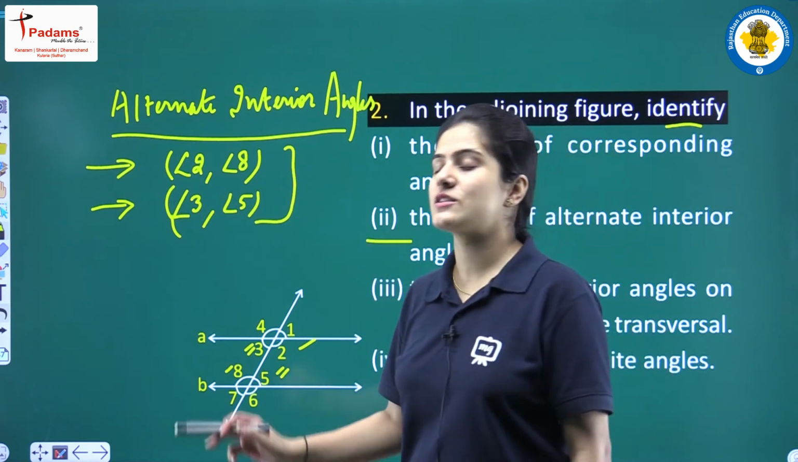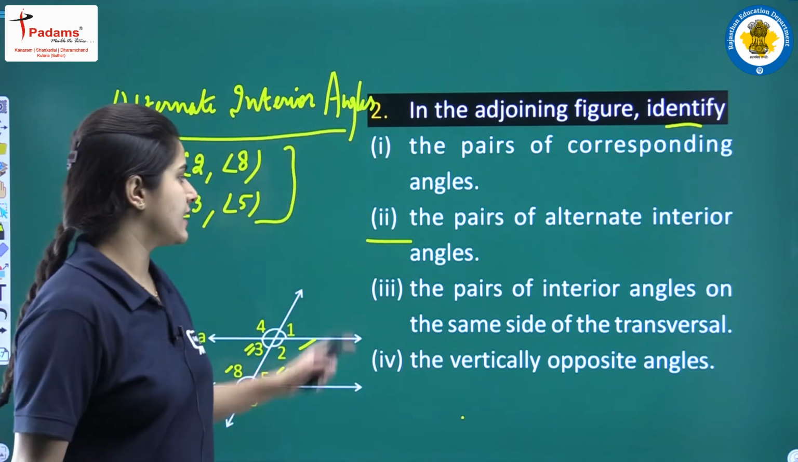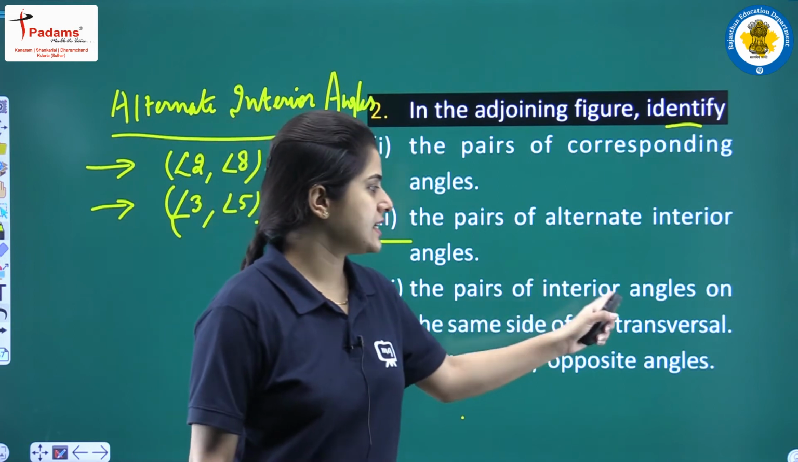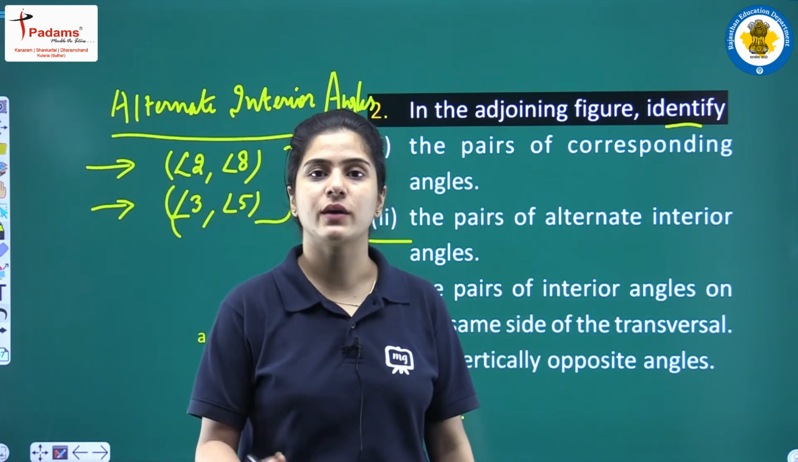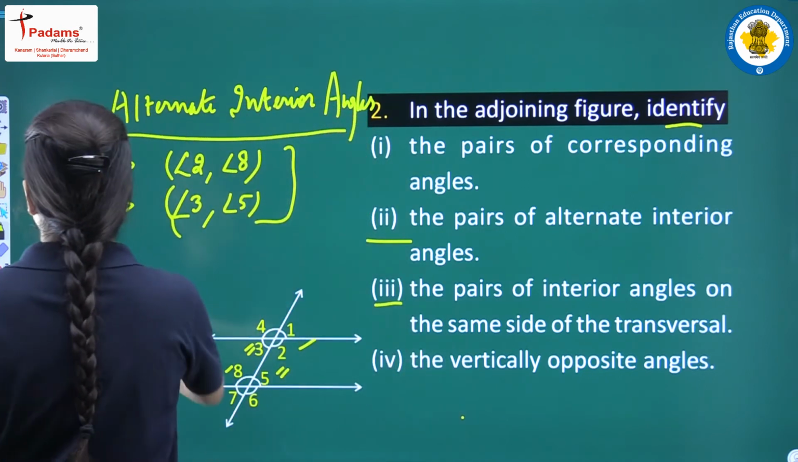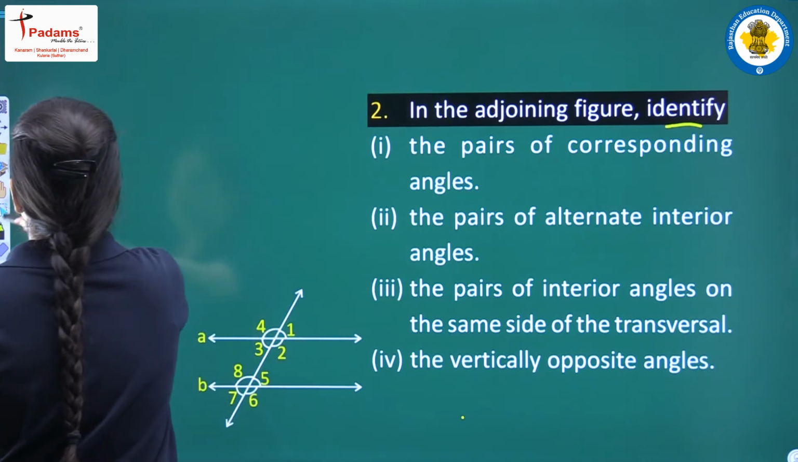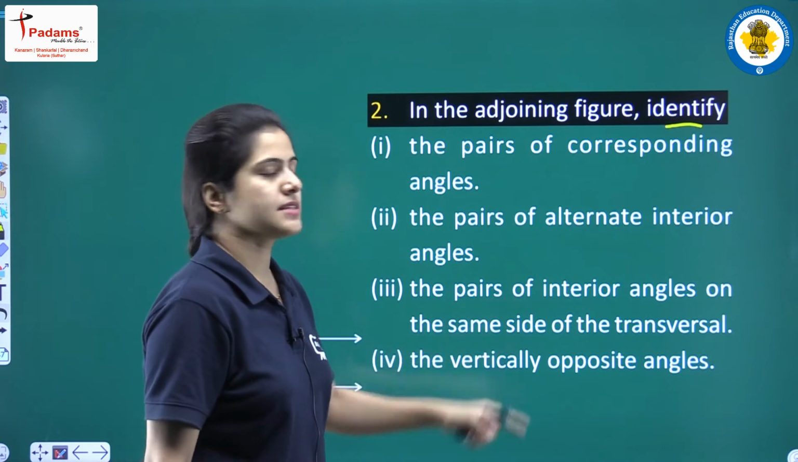Okay students, so this is your second part. Now we'll be looking at and discussing the third part. What is the third part, students? The pair of interior angles on the same side of the transversal. Okay students, we'll be looking for this particular portion. Have a look students. The pair of interior angles on the same side of the transversal.